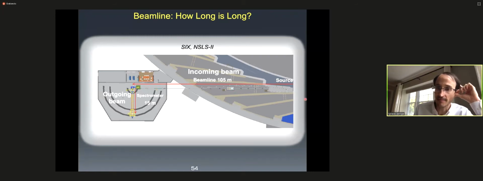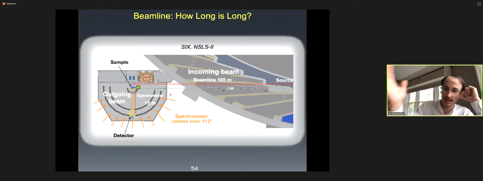The beamline from source to sample is 105 meters long, and the spectrometer is 50 meters long. This is telling you here that the spectrometer can rotate about the sample over 112 degrees. And that is your scattering angle. This is how you vary the momentum transfer.